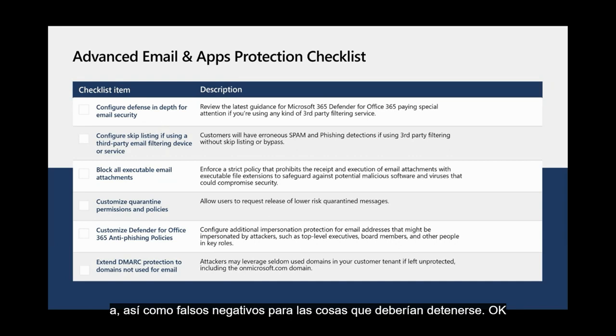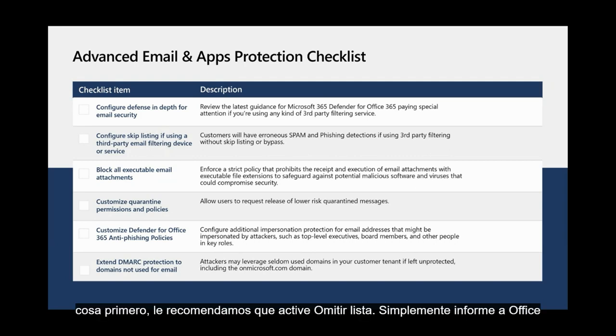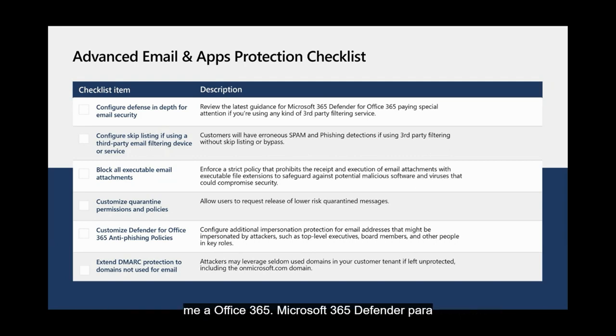Okay, and then the solution to this is pretty easy. We have a feature called skip listing. So if you are using an appliance or some other service in front of Microsoft 365, where the customer's mail MX records are pointing to that thing first, we recommend you turn on skip listing. You simply inform Defender for Office 365 of the filtering service. Then it will correctly ignore the last hop from them and look into the mail headers before that, and it'll work properly.